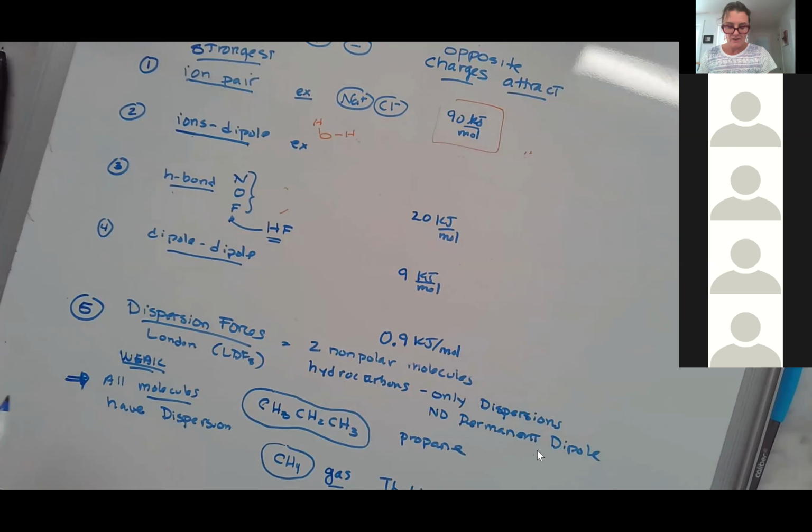So if you are asked a question on an exam that says, what kind of intermolecular force does this molecule have? You always put dispersion force, because everything has dispersion forces. So in water, I would say it has hydrogen bonding, it has dipole-dipole, and it has dispersion forces. If you are asked what's the strongest interaction, you would say it's the hydrogen bond.